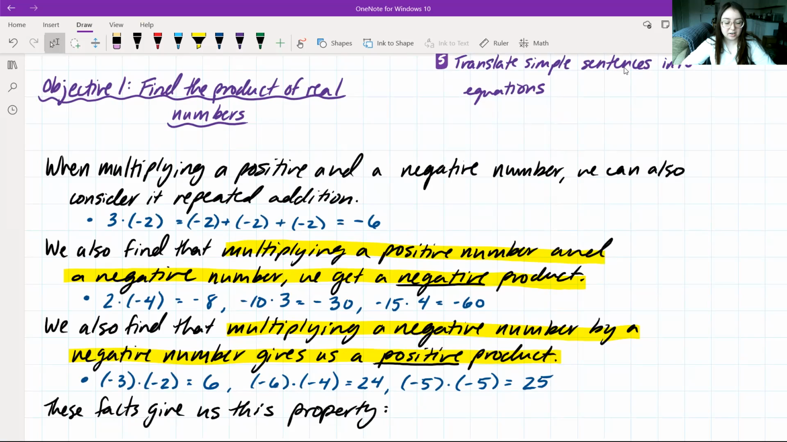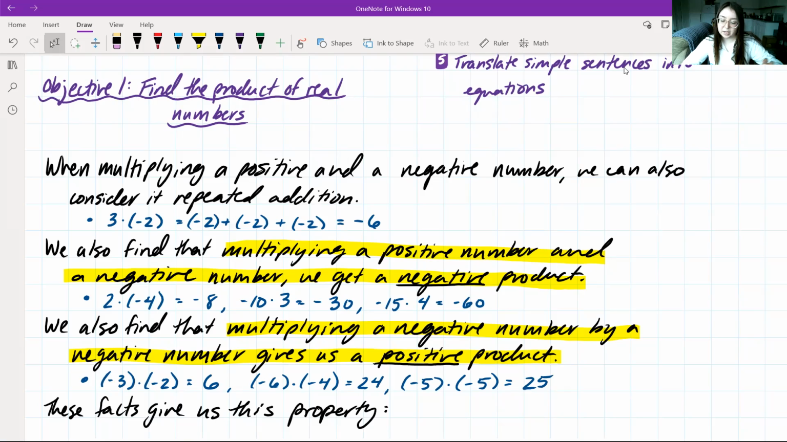So what we find here is that multiplying a positive number and a negative number, we get a negative product. So if you have one of each sign, your answer is going to be negative. So for example, 2 times negative 4 is negative 8, negative 10 times 3 is negative 30, negative 15 times 4 is going to be negative 60.